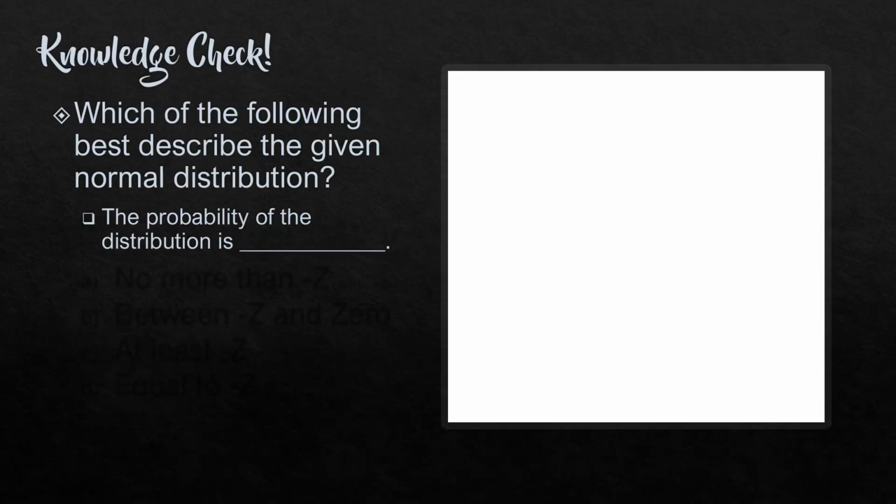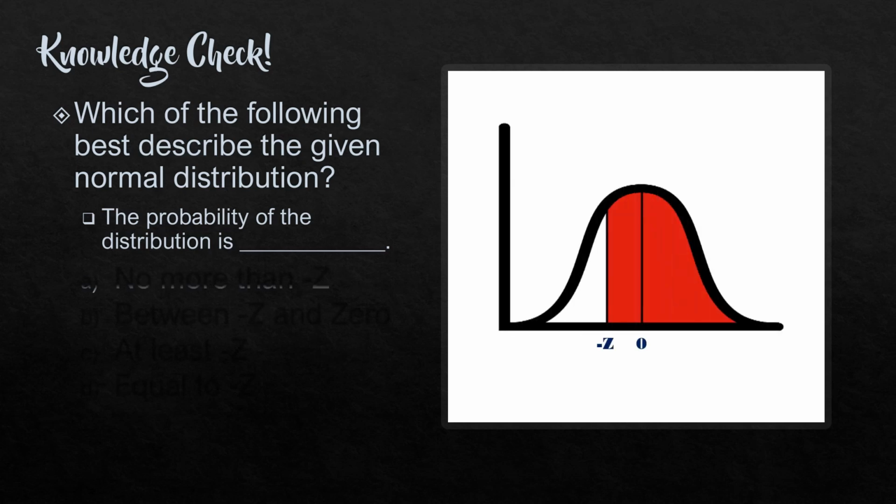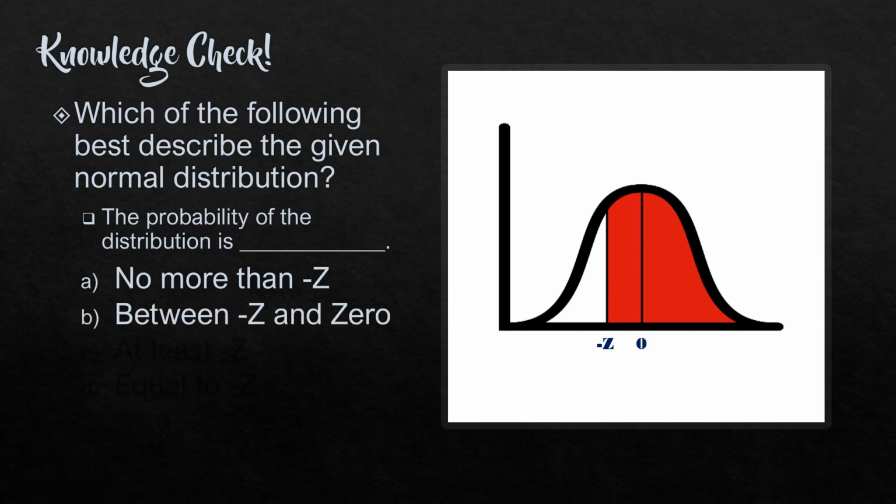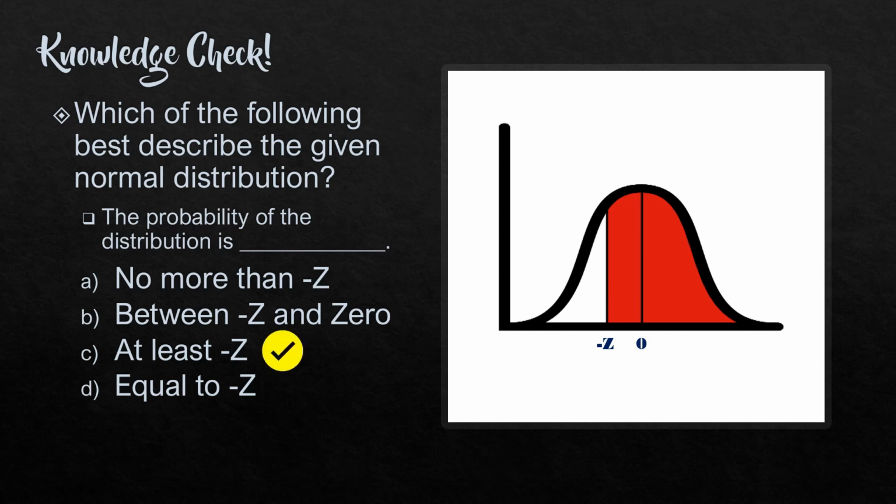Which of the following best describe the given normal distribution shown on the figure? The probability of the distribution is letter A, no more than negative z, or B, between negative z and 0, or is it C, at least negative z, or is it D, equal to negative z? So the answer is, the probability of the distribution is at least negative z.